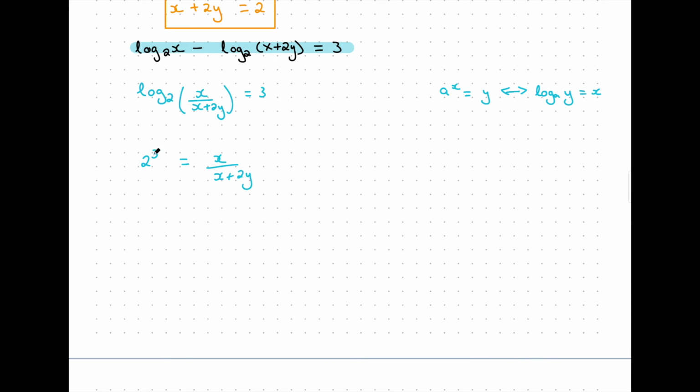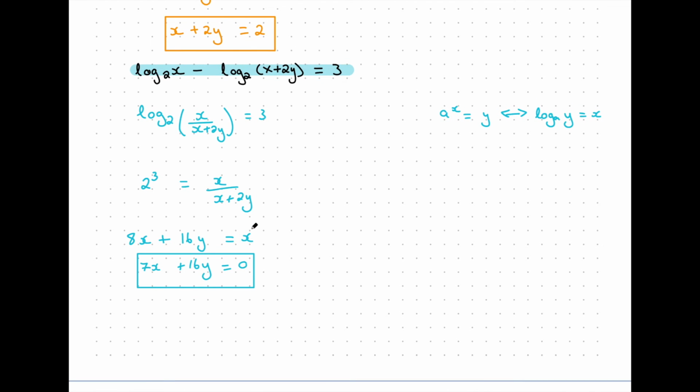And arranging that then, we're going to have 8 here, but I'm going to multiply up. So I'm going to have 8x plus 8 times 2y is going to give me 16y is equal to x. Take away x from both sides and I'm left with 7x plus 16y is equal to 0. And that's my next equation. And we're going to combine that with the other linear equation so that we can solve a linear simultaneous equation.